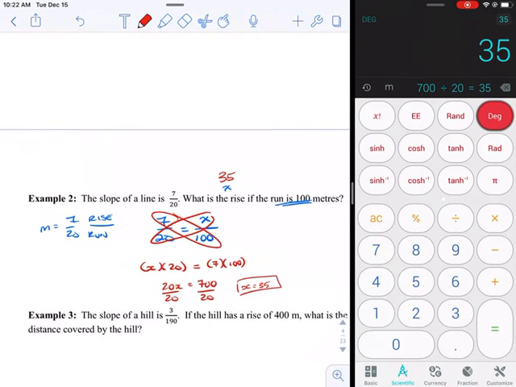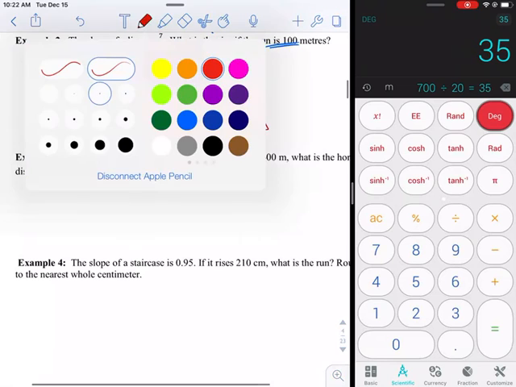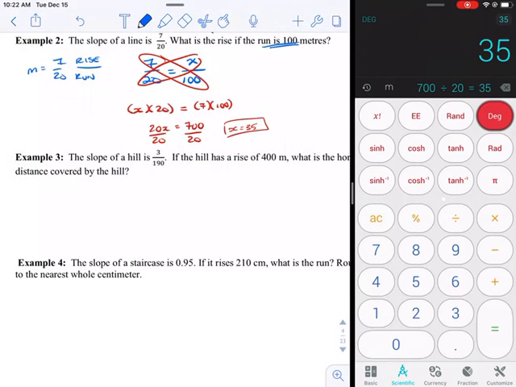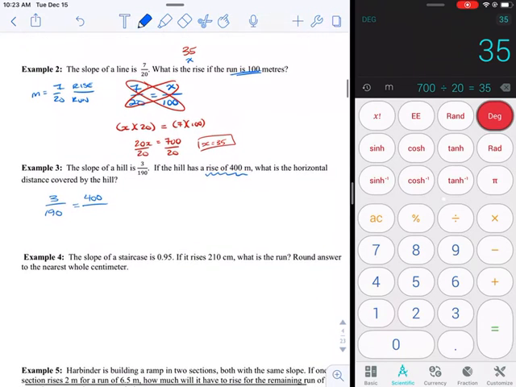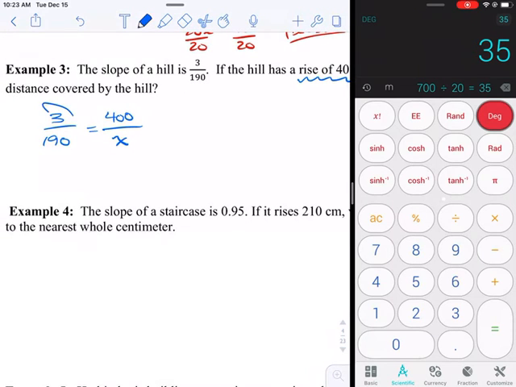Okay. Here's another example. The slope of a hill is 3 over 190. So that is the ratio of how much it goes up for how much it goes over. If the hill has a rise of 400, we're going to set it equal to a new fraction, and the rise is going to be 400. What is the horizontal distance? So we don't know what the run is. Again, we're going to use our cross multiplication. We're going to end up with 3x is equal to 400 times 90.